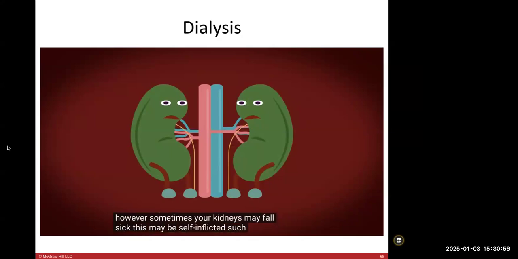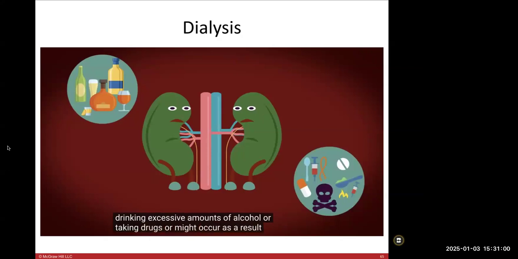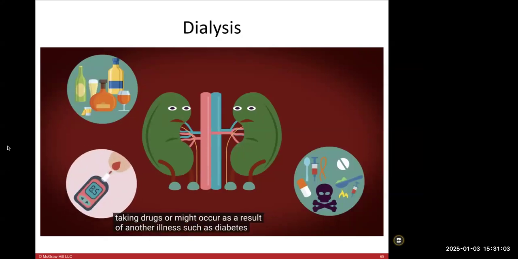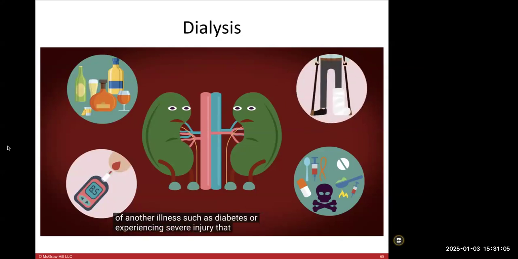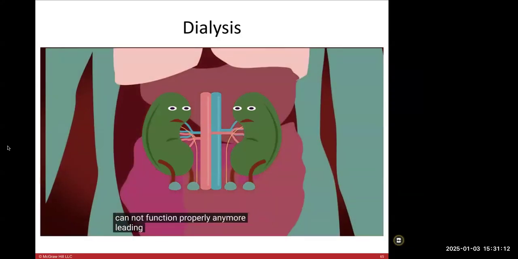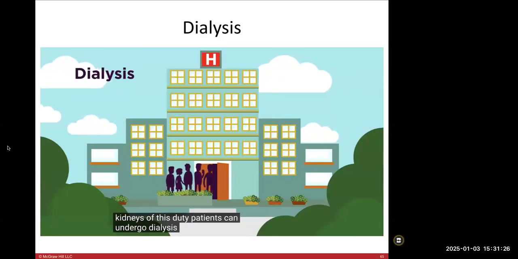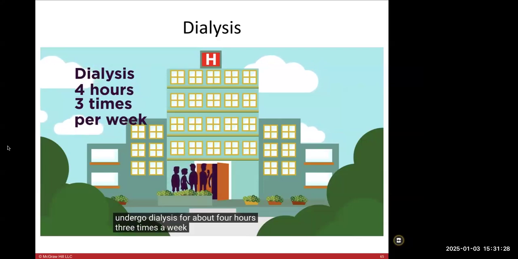This may be self-inflicted, such as drinking excessive amounts of alcohol or taking drugs, or might occur as a result of another illness, such as diabetes, or experiencing severe injury that leads to a bacterial infection. This can cause kidney failure, which is when your kidney cannot function properly anymore, leading to a buildup of waste products in your body. As you can imagine, these waste products are dangerous, and them staying in your body for too long can cause serious damage. To help relieve the kidneys of this duty, patients can undergo dialysis for about 4 hours, 3 times a week.